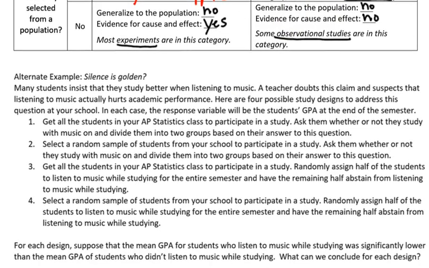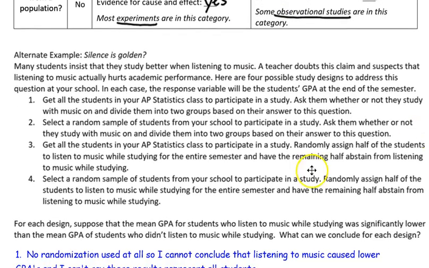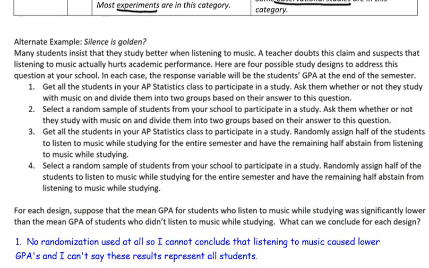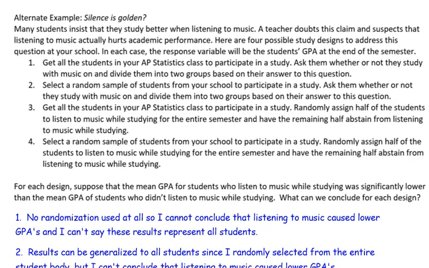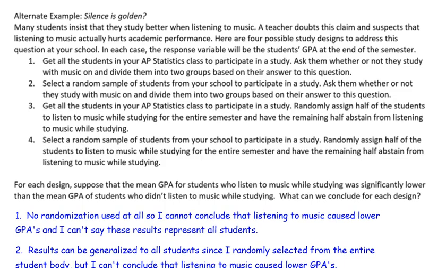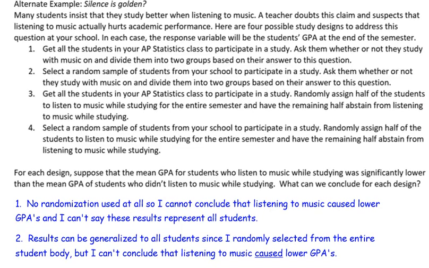So the question is, for each design, suppose that the mean GPA for students who listened to music while studying was significantly lower than the mean GPA of students who didn't listen to music while studying. What can we conclude for each design? Well, in number 1, there was no randomization used at all, so I cannot conclude that listening to music caused lower GPAs, and I can't say these results represent all students. So basically kind of a worthless study. However, I suppose if there was an association, it's not totally worthless, it might lead me to create a better study to follow up on those possible ideas.